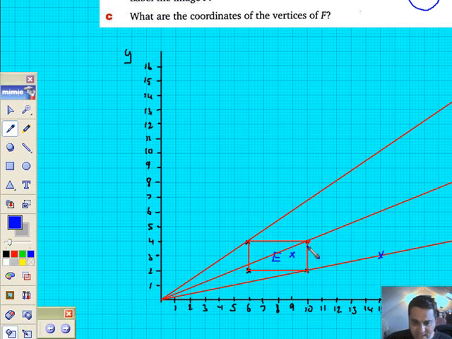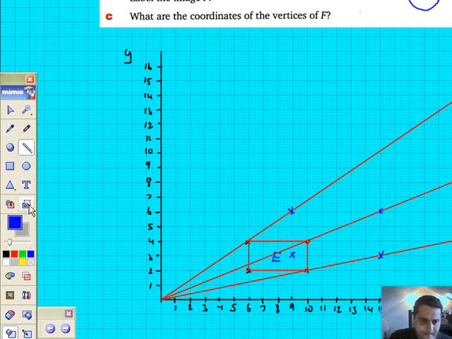Here I've got the point 10, 4. If I multiply 10 by 1.5, it's 15. If I multiply 4 by 1.5, it's 6. So I've got 15, 6, and there it is, exactly on the line. Right, I can now use the rest of my lines just to finish off the shape. Look, so my next point would be there.